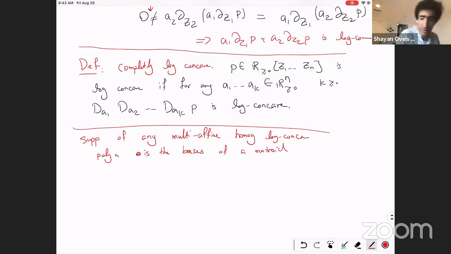So you still get the same limitation that you would have for real stable polynomials, but now the advantage is that any matroid can be realized as the support of a log concave polynomial. So you capture all matroids, but you cannot go beyond matroids. That's the message you want to keep in mind.